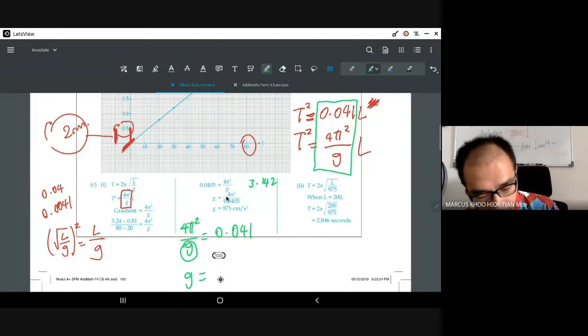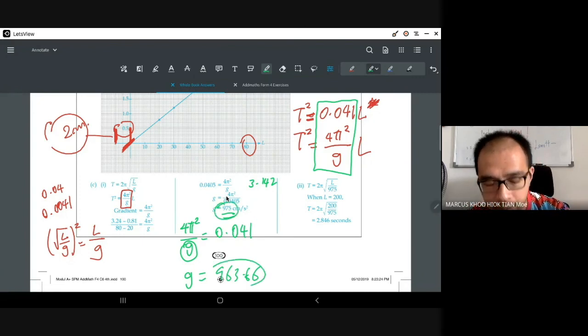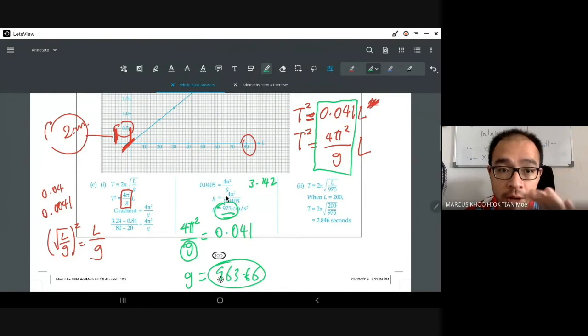963.66. Is it different from this? Yes, it's different. Is it wrong? No, it's not wrong, because it is according to your graph. This is the good thing about this question. Of course, the answer cannot run very far. It cannot be that your answer is 1,200, that is too far already. But if it is around the same answer, then it is okay.